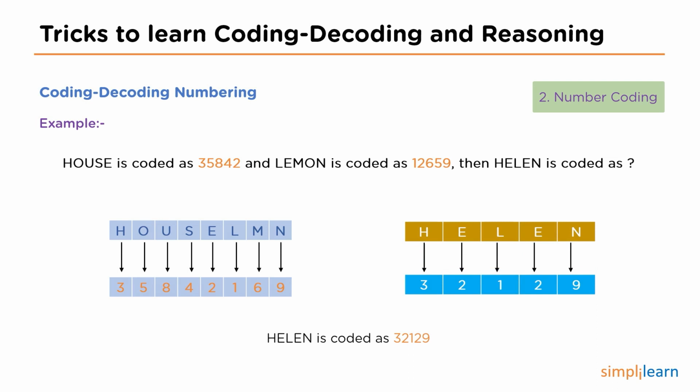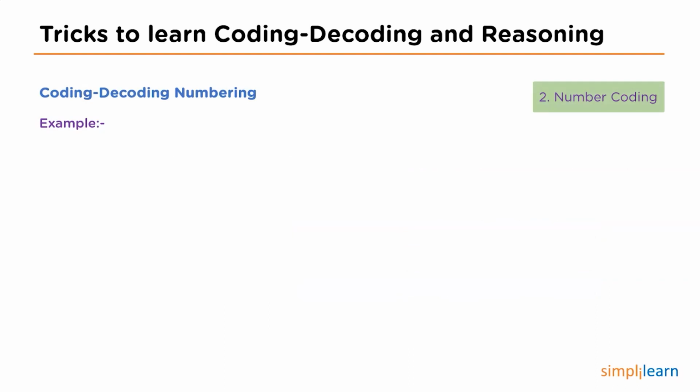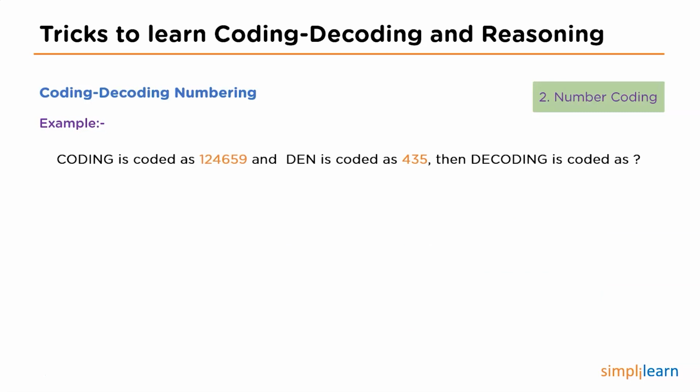Now, let's have a look at another similar example. We have coding is coded as 1, 2, 4, 6, 5, and 9. And den is coded as 4, 3, 5. Then decoding is coded as? The code for every letter is already specified in the question itself. So, no need to use the fixed codes for the letters. Now, let's specify the number of each letter to solve the problem. If you observe the two words, some of the letters are repeated.